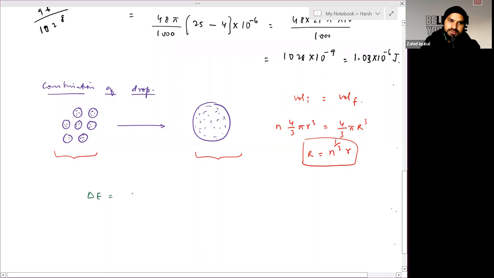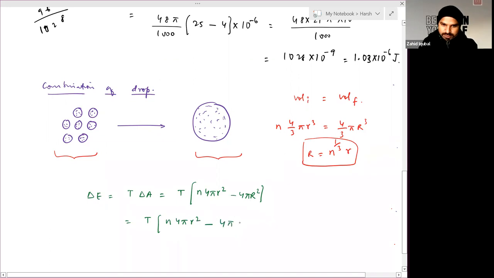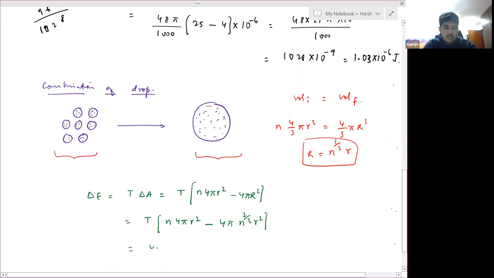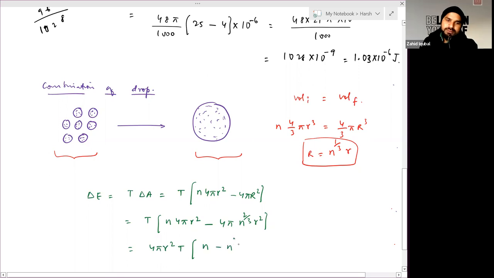Net change in energy will be equal to surface tension times change in area. Surface tension T, change in area is n times 4 pi small r square minus 4 pi capital R square. Just convert capital R in terms of small r, so you'll get n to the power 2 by 3 times r square. Now take out 4 pi r square as common, multiplied by T, n minus n to the power 2 by 3 equals the change in energy during this process.